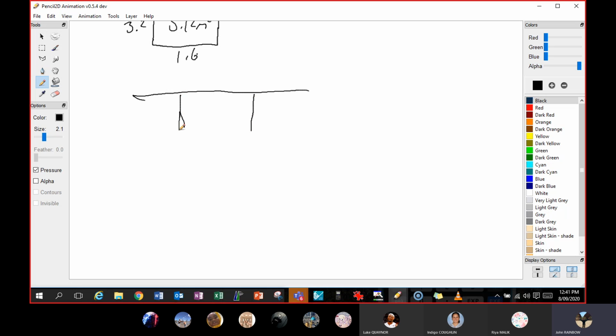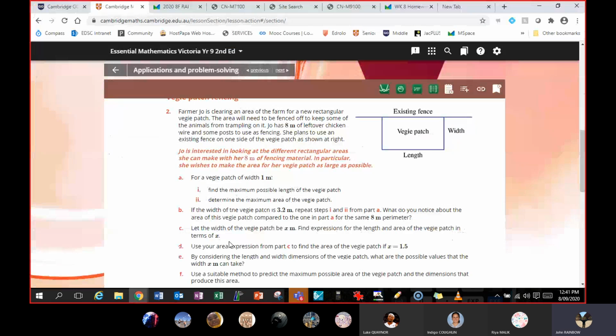So we've got the width. Okay, we're going to say the width is x. So let's call that an unknown length. Now that length could take on any number. I mean, if it was 1, we'd know what it is. And x. So we've got the width of x. Okay. Find expressions for the length and area of the veggie patch in terms of x.